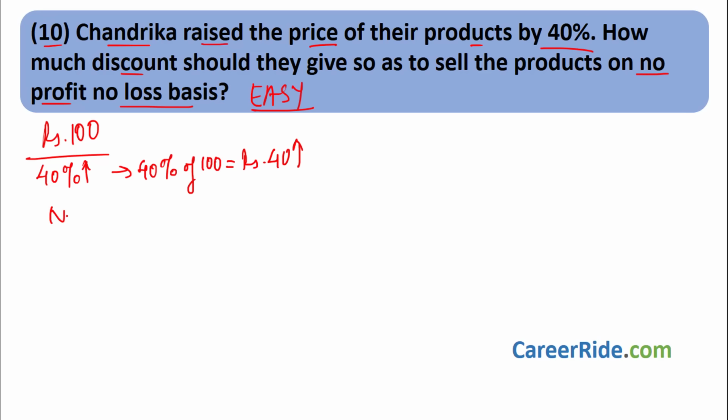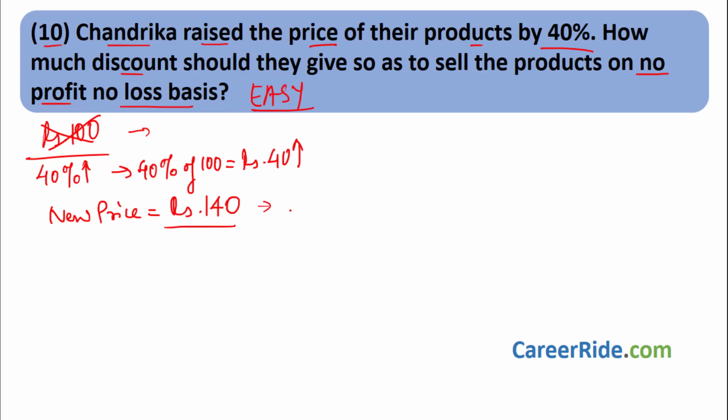So what is the new price? New price is rupees 140. Now new price is rupees 140. So do not consider the old price at all, right? Now what they are saying is that how much discount should they give so as to sell the products on no profit no loss basis. Original price was 100 rupees, new price is 140 rupees, that means it is 40 rupees more. So if they want no profit no loss, then they should reduce the price by 40 rupees.